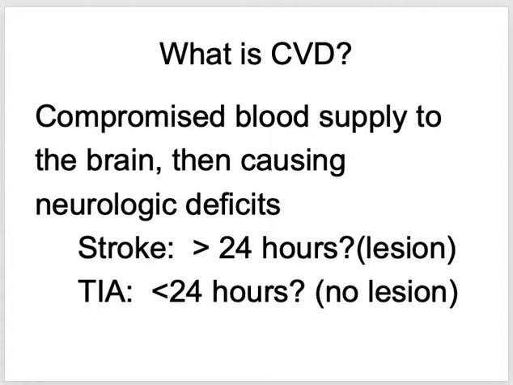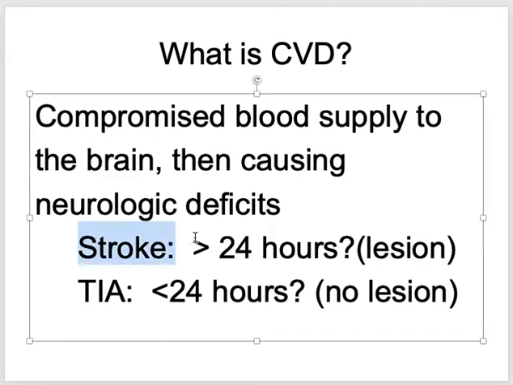The great majority of the strokes come on without warning. So now you can say, we call it a stroke when someone has either a documented lesion on imaging or the symptoms are for more than 24 hours. When there is no documented lesion on imaging or the symptoms are for less than 24 hours, we call it a TIA.